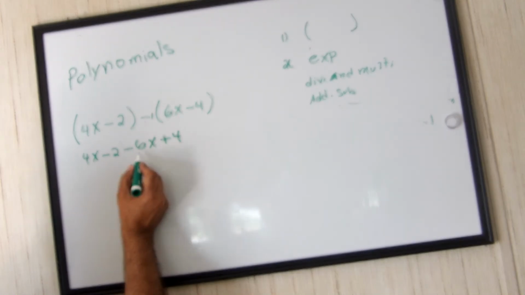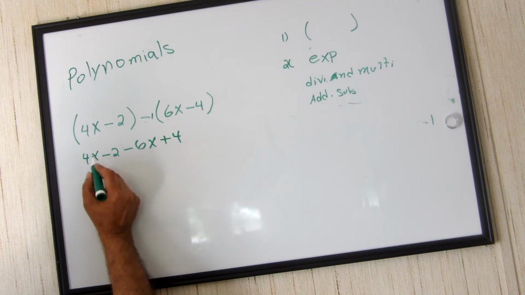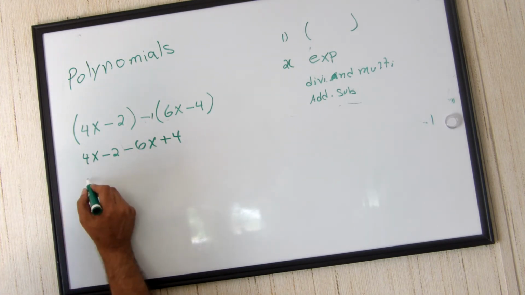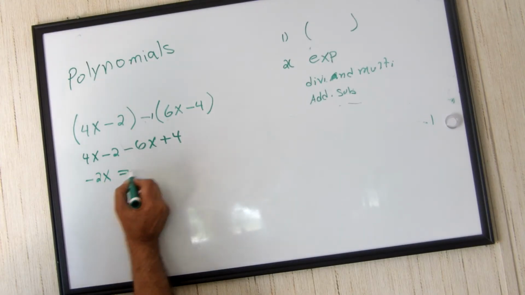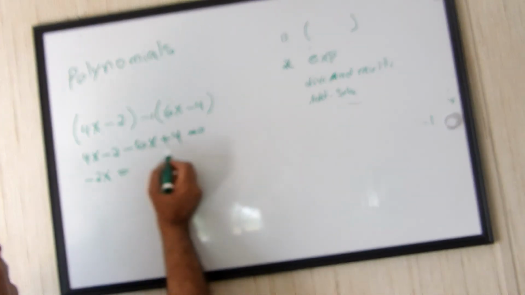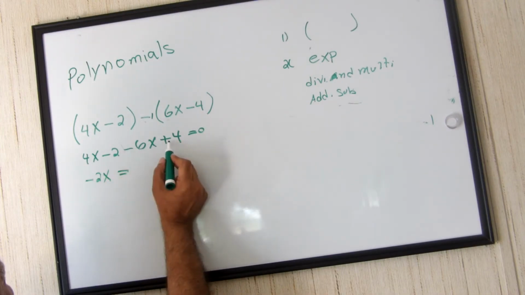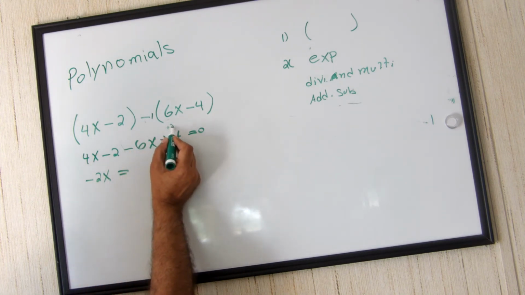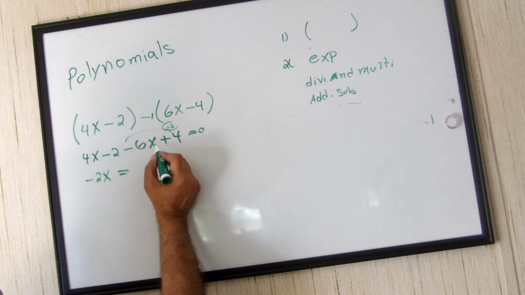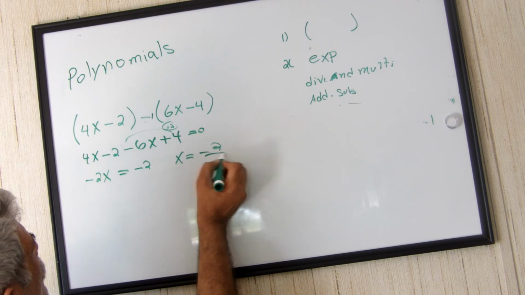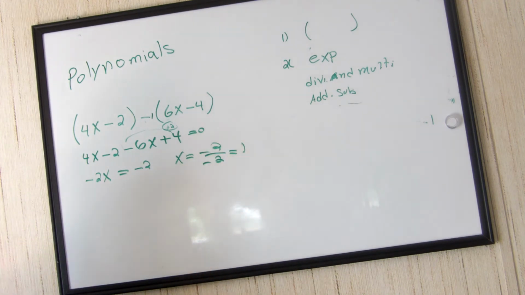So we write it here, we add those that are similar to each other, like 6x and 4x, we can subtract, 4x minus 6x is going to be minus 2x. And then we take these, minus 2 plus 4 is going to be plus 2, the total of these. And then plus 2 is going to go there, it's going to be minus 2. So x is equal to minus 2 over minus 2, which is equal to 1.